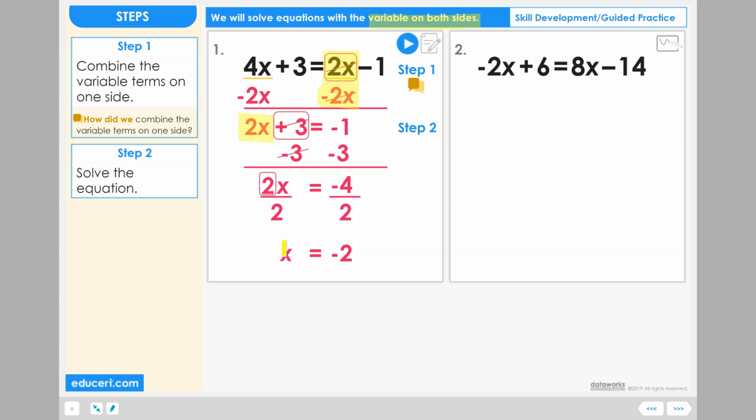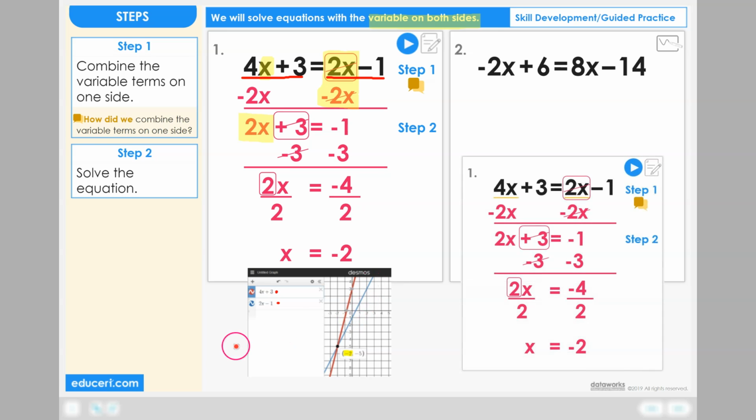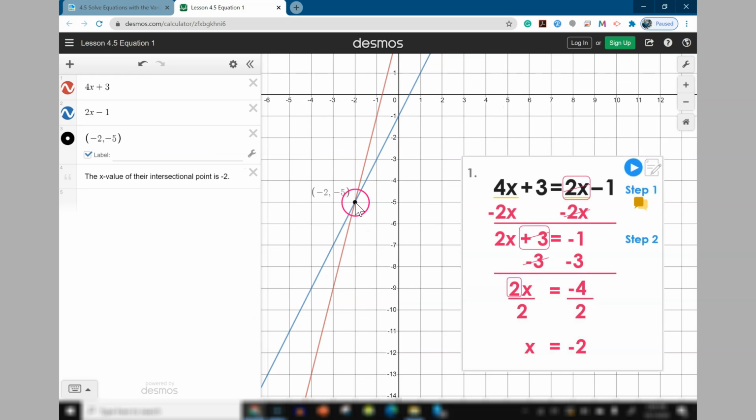Now I want to show you another way that we can check our answer using some technology. What I have here is a picture of a website called Desmos.com, and what has been graphed are the two expressions on each side of our equation. 4x plus 3 is right here, and 2x minus 1 is right here. 4x plus 3 is shown by this red graph, and 2x minus 1 is shown by this blue graph. And these two lines cross at the point negative 2, negative 5.